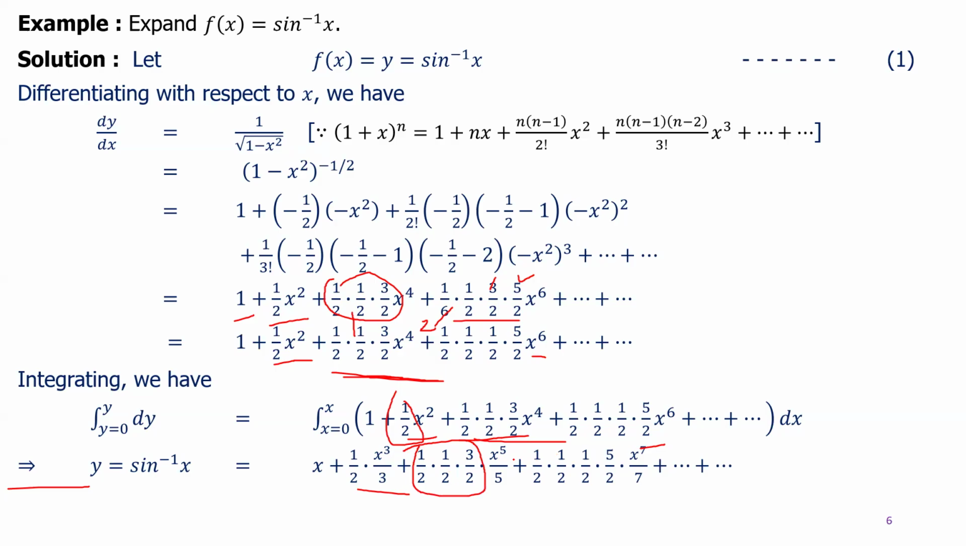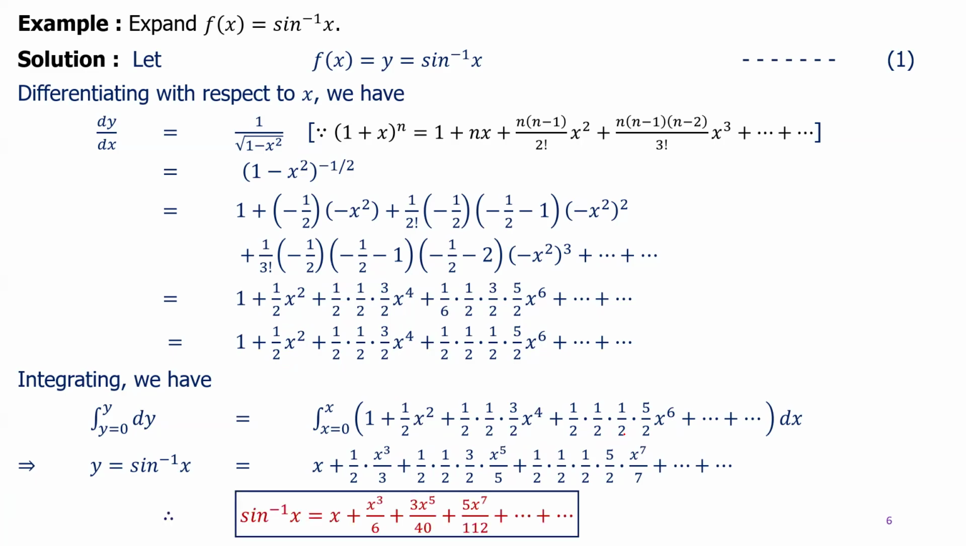And what is the integral of x to the power 4? It is nothing but x to the power 5 upon 5 plus 1 by 2, 1 by 2, 1 by 2, 5 by 2, x to the power 7. So these are the calculations of y equal to sine inverse of x. Let me write down the correct answer.